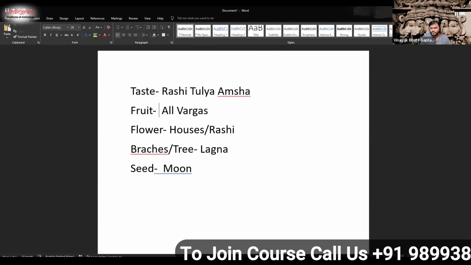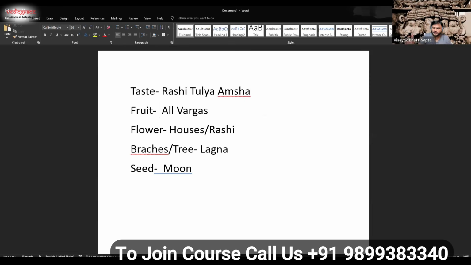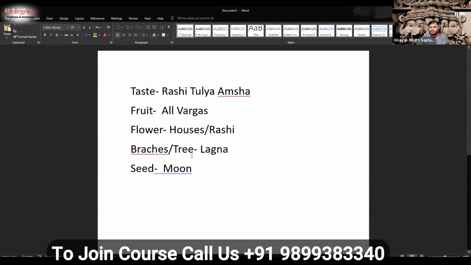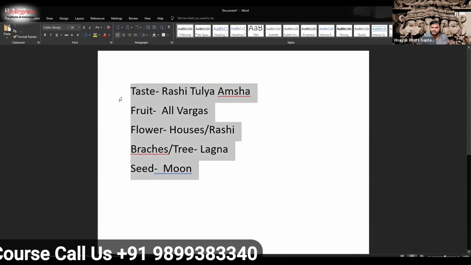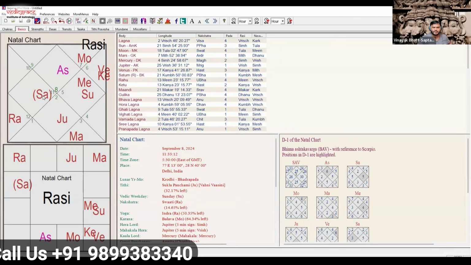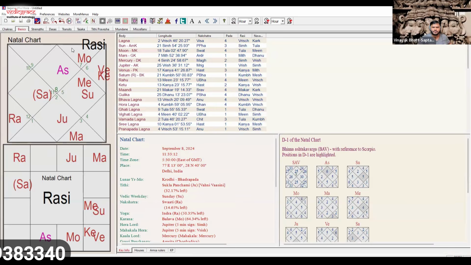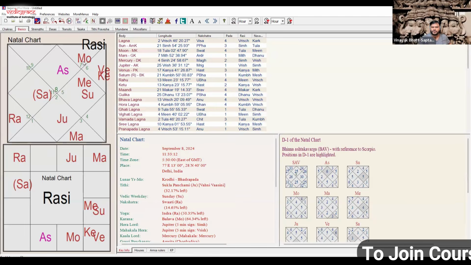Now this is a problem, because nobody is thinking beyond the Navamsha. This is the whole concept. If you understand this whole concept, the whole mystery is finished. Let me take any planet here, like the moon in Libra. We know the moon is a seed. No, don't take the moon, otherwise you'll get confused, because the moon itself is a seed.